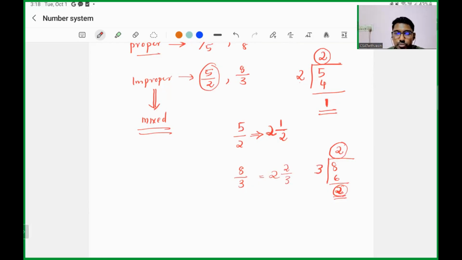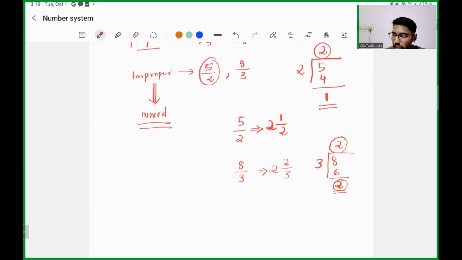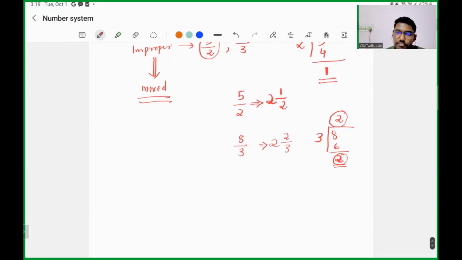So 8 by 3 is 2, 2 by 3. So this conversion you need to understand. And also you need to convert from mixed fraction to improper fraction in the reverse manner. So that is how you need to do it. So let's say 2 and 1 by 2. This is in mixed fraction form. This you need to convert to improper fraction.